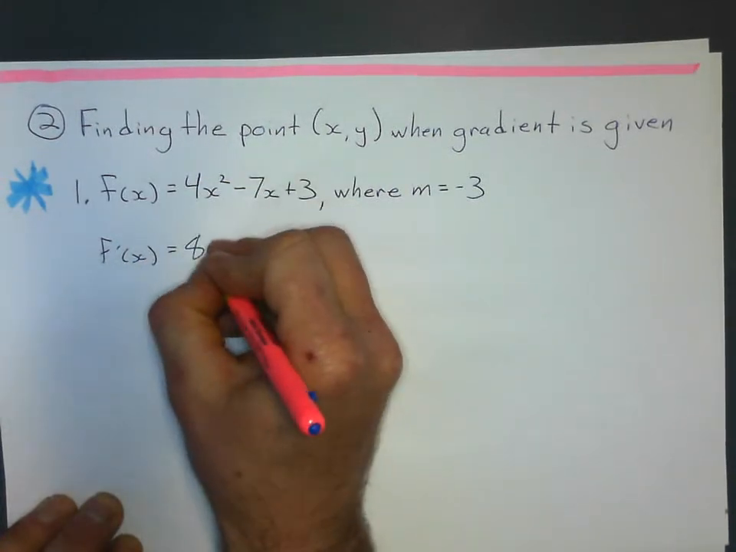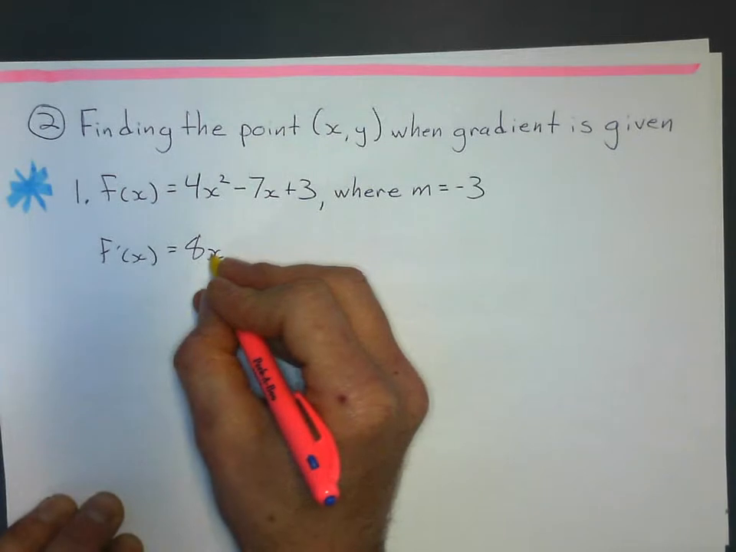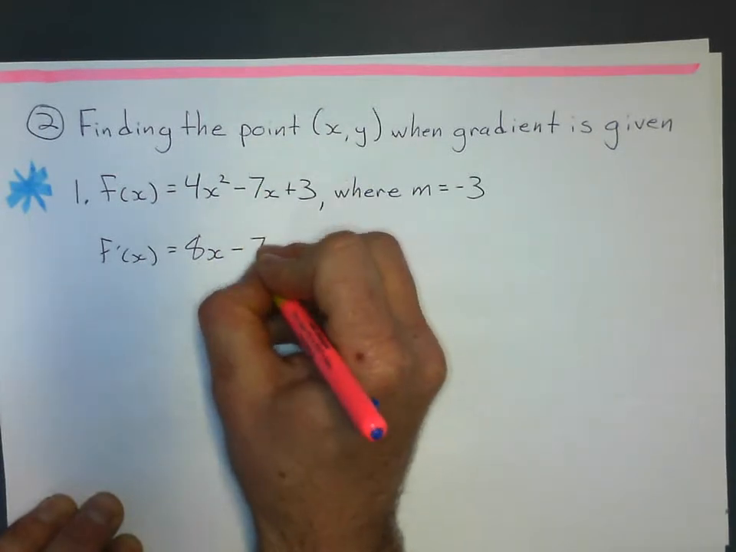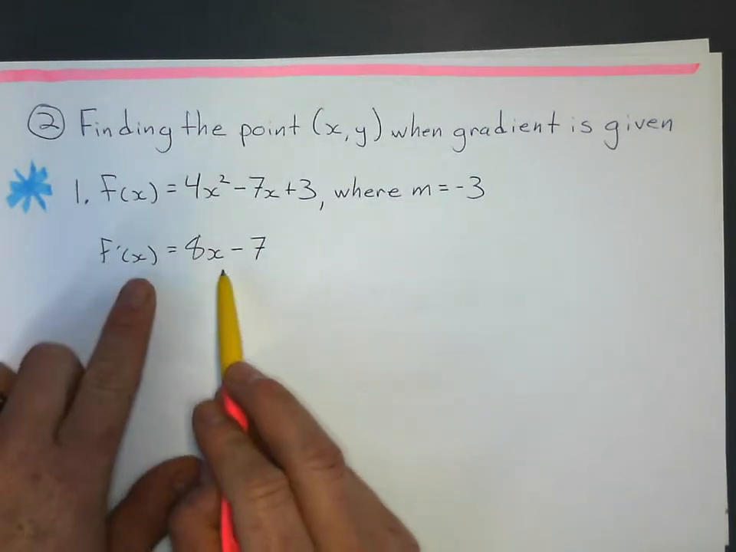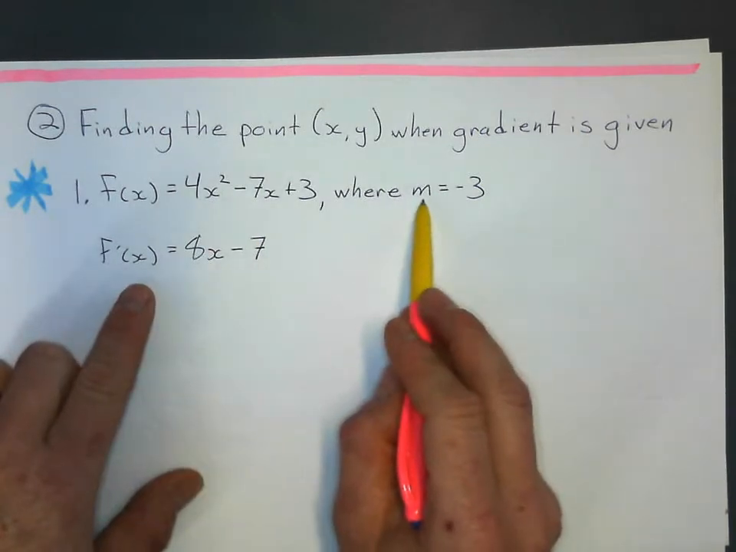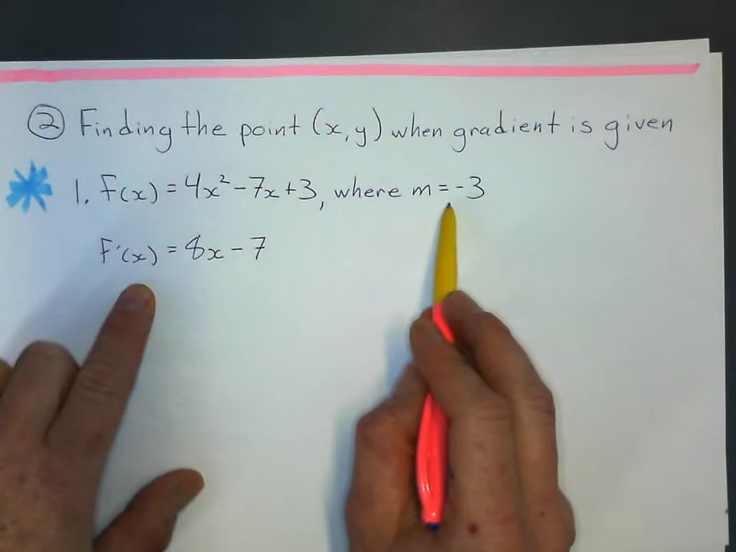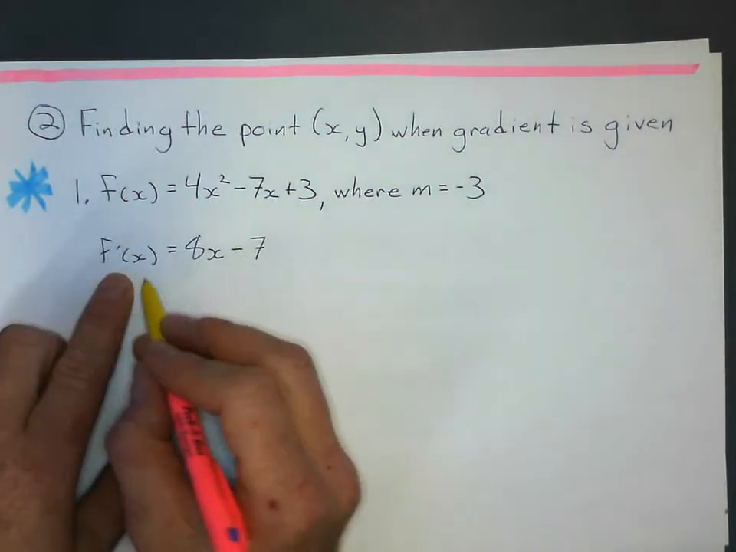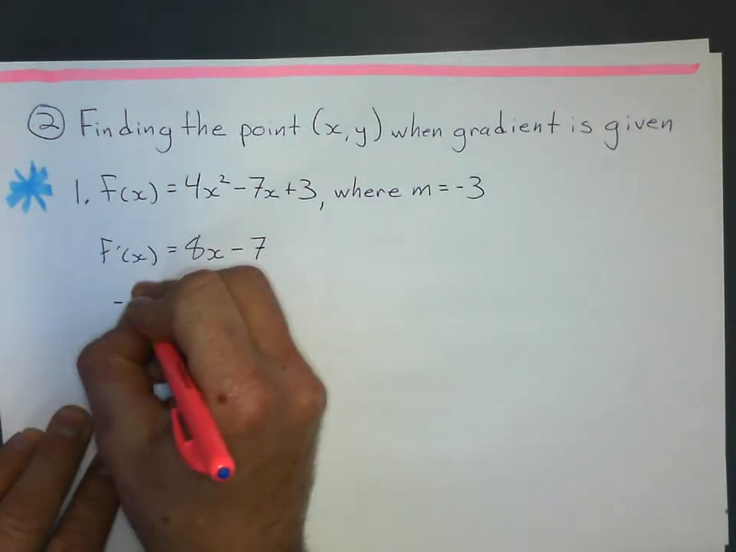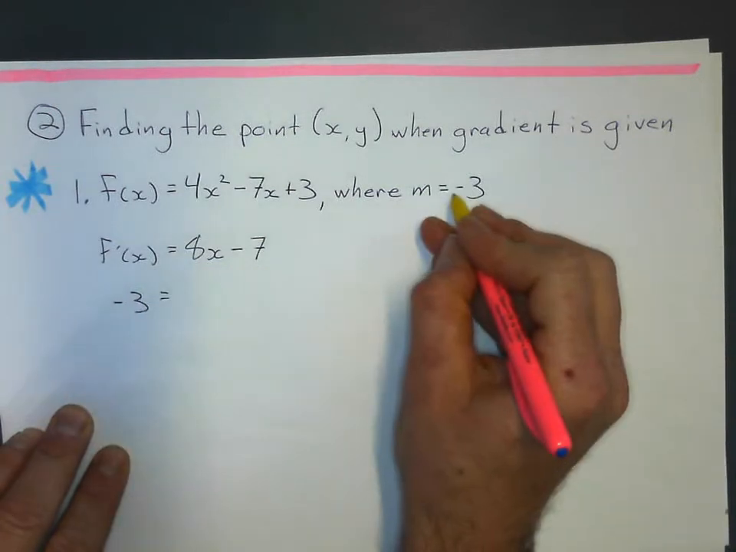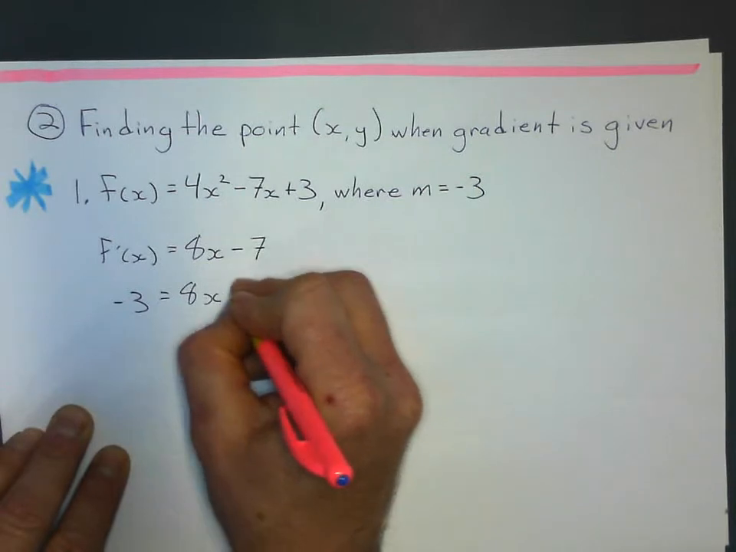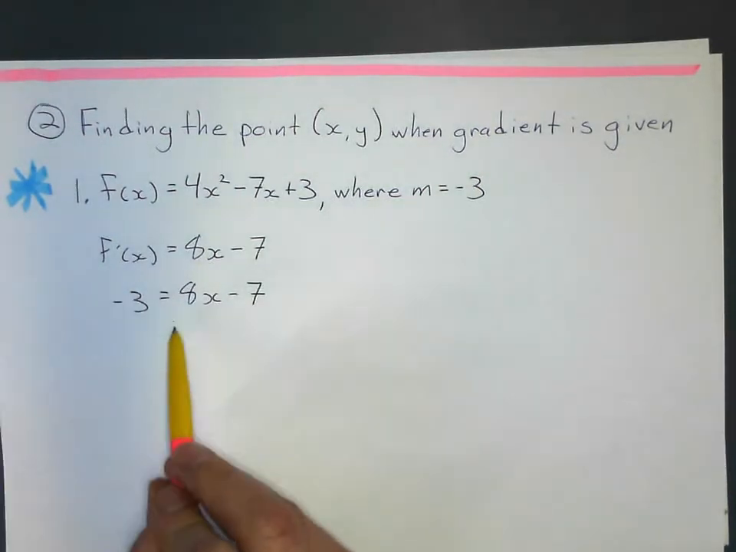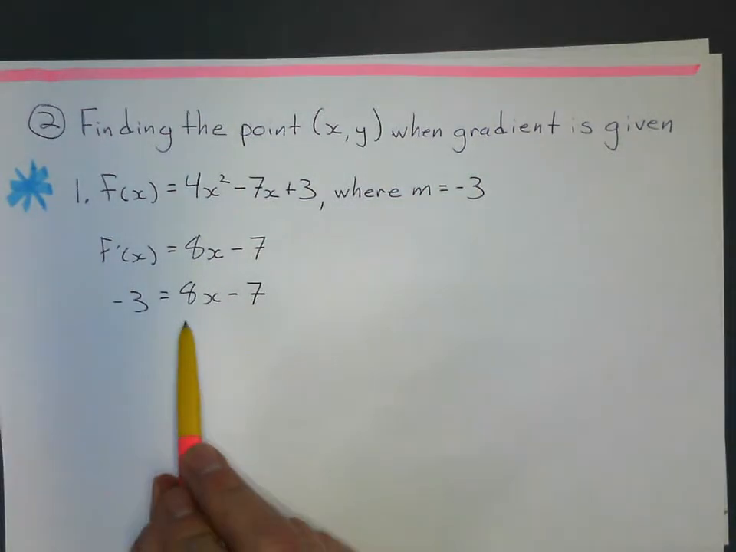4 times 2 is 8. 2 minus 1 is 1, so that's 8x. And this is minus 7. Okay, so that's the gradient function. And the gradient is negative 3. So what that means is I'm going to substitute f dash x for negative 3 because I'm given the gradient. So I substitute that in there and solve for x. And I've got a simple linear equation here to solve for x.